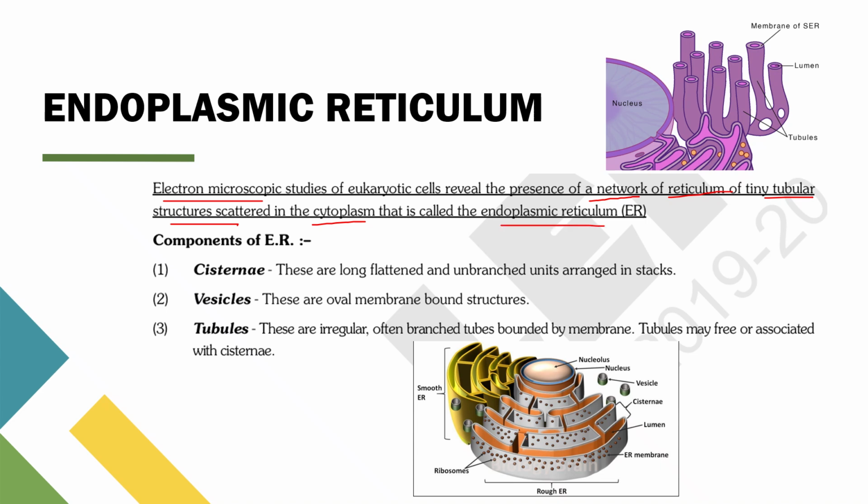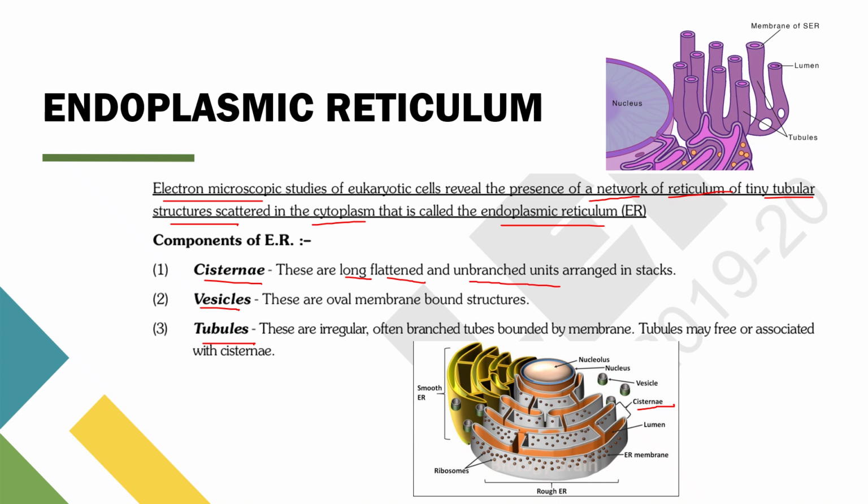They are made up of three things. First one is cisternae, second is vesicle, and third one is tubules. So what are cisternae? As you can see here in the diagram, this is cisternae. Cisternae, they are long and they are flat. As you can see here, they are flattened structures and they are unbranched units, and they are also arranged in stack. They are arranged in stack one by one.